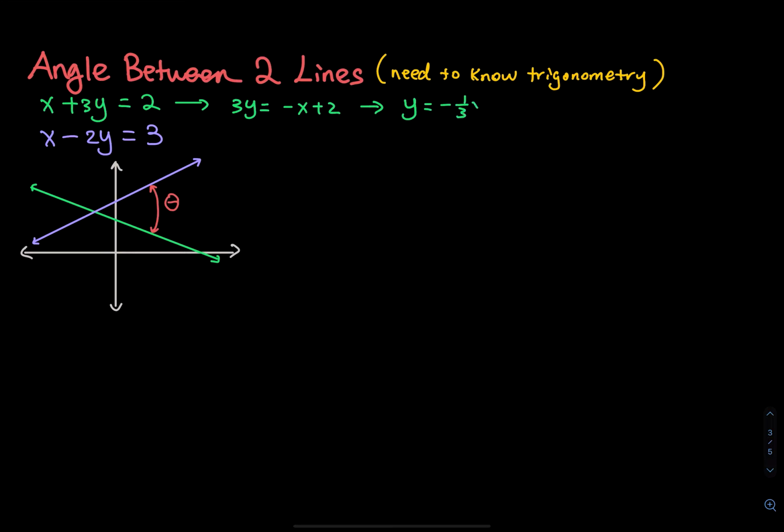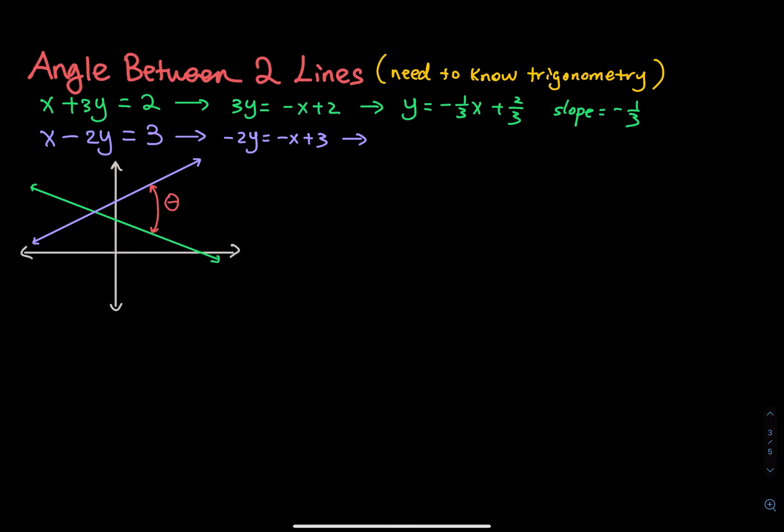How about the purple line? I'm going to match the color first. For the purple line, we have -2y = -x + 3, and then you divide both sides by -2. So you have y = 1/2 x + 3/2.